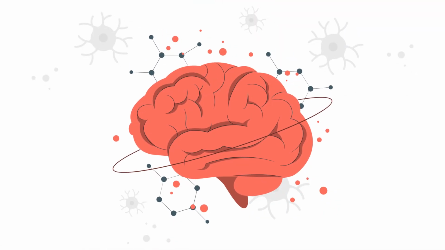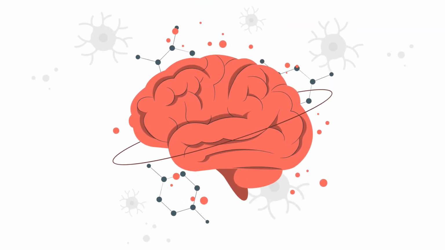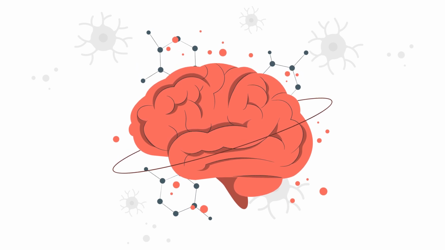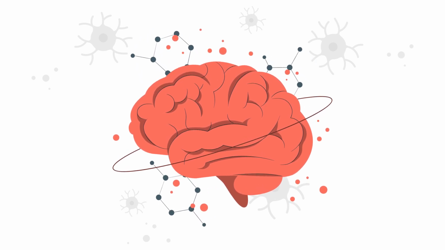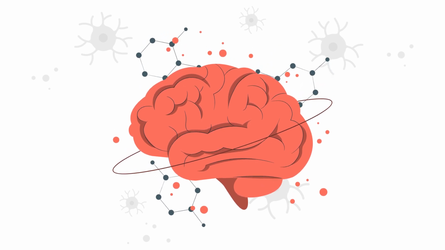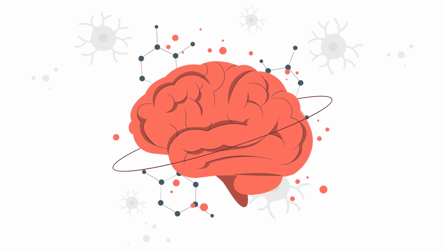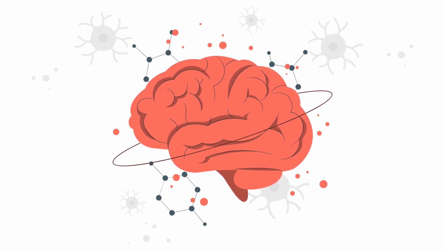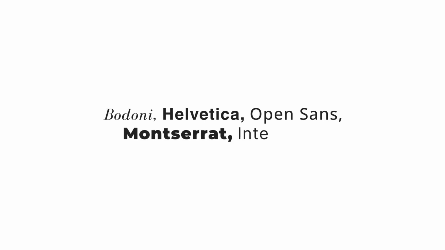Our brain thinks it's too complicated and we just don't want to interact with bad typography when viewing websites, banners, menus, etc. Use just one nice display font for titles or headings, and then choose an easy-to-read font for the main body text. Simple fonts are still in vogue. For example, Bodoni, Helvetica, Open Sans, Montserrat, Inter, Circe, and the like are all good choices.